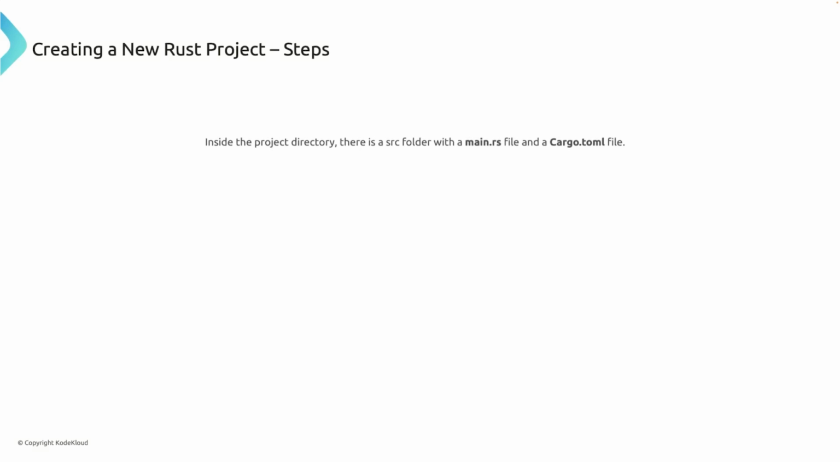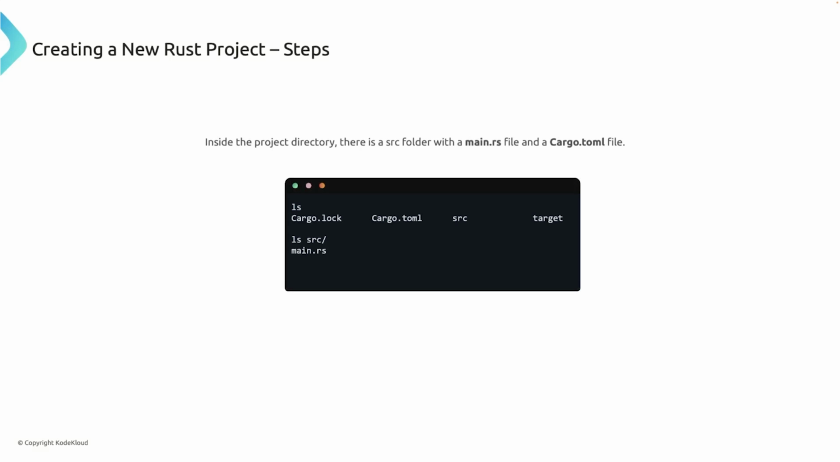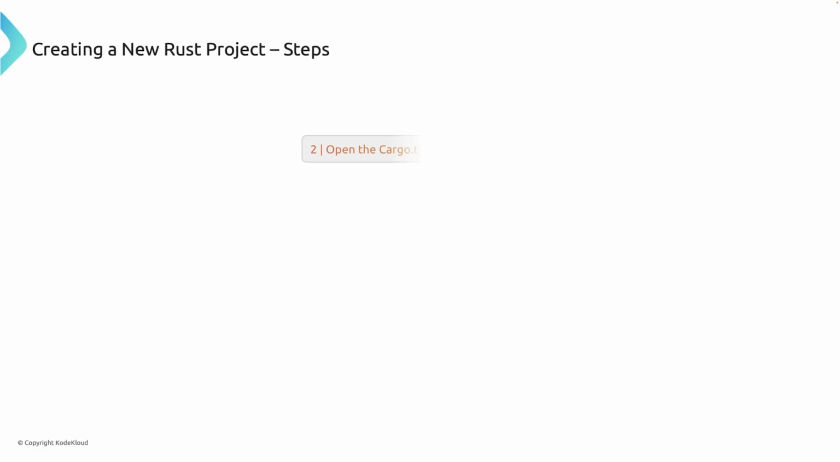Inside this project directory, you'll see a source folder with a main.rs file and a cargo.toml file. The cargo.toml file is where you define your project's metadata and dependencies. Let's open the cargo.toml file in a text editor.